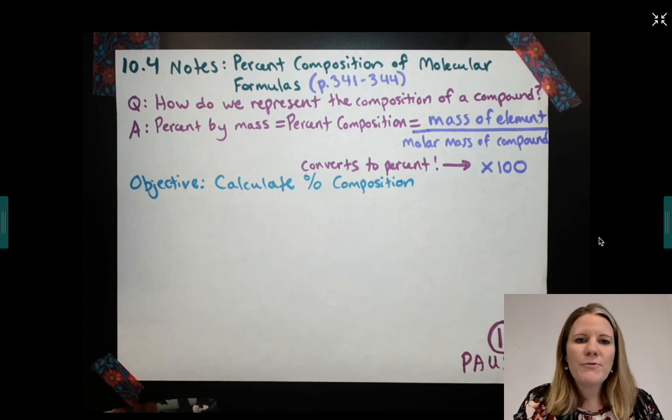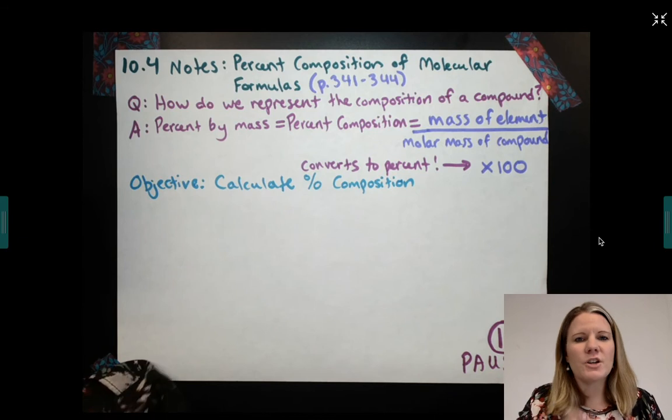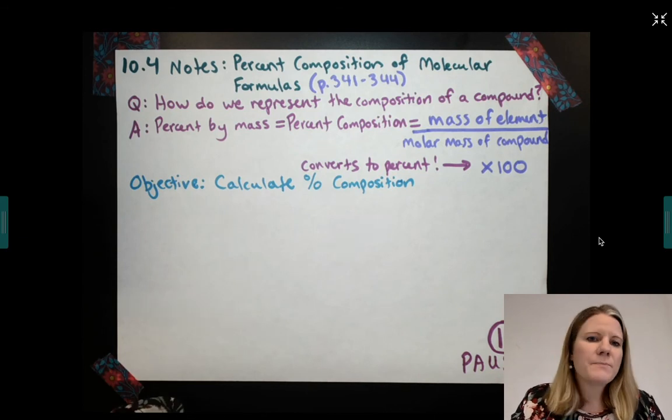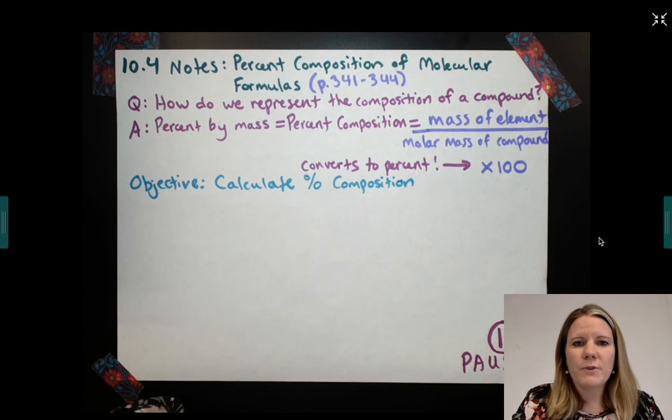So 10.4 in a nutshell here, percent composition of molecular formulas. Notice this is page 341 to 344 in your book. 10.4 is longer, but we're skipping the second half of the section, so don't bother reading past page 344. I will not test you on that material. I shortened this section up a little bit since we're doing online learning and made it a little bit simpler. But do read those pages in your textbook before attempting your homework.